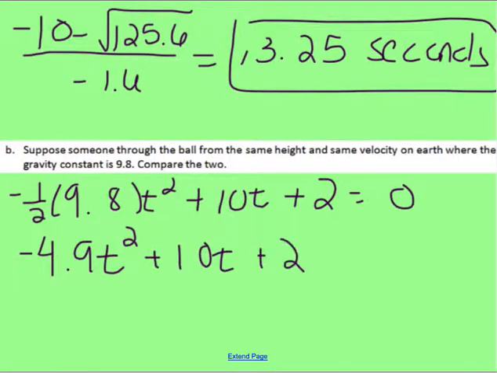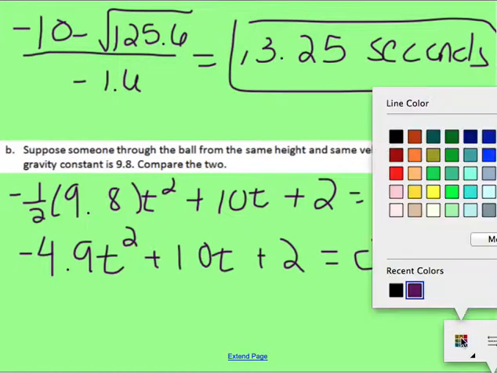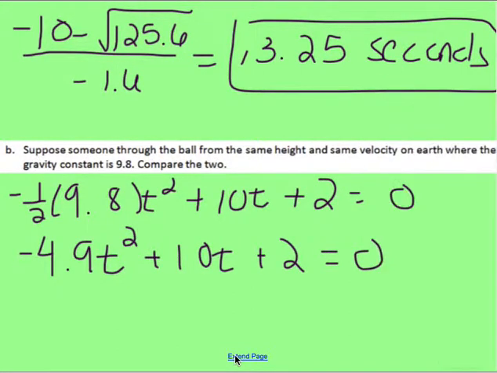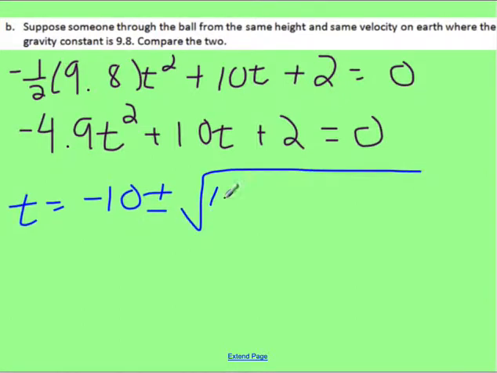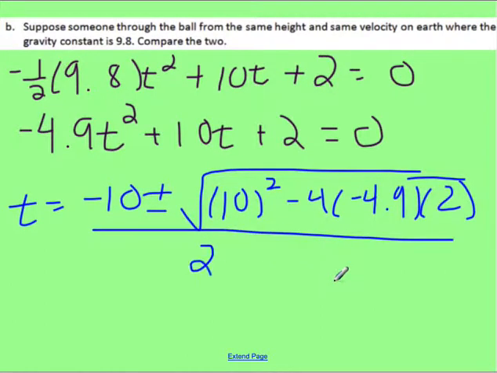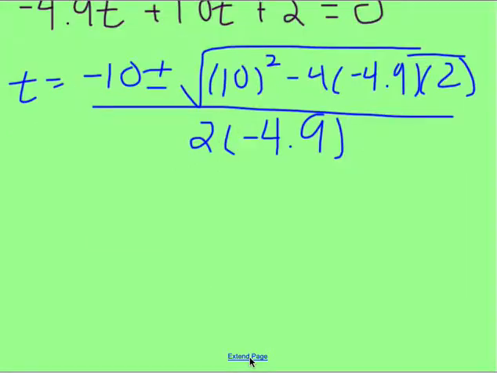So now we are going to plug that into the quadratic formula. So when we do that, we are going to have t is equal to opposite of b plus or minus the square root of b squared minus 4 times a times c. All of that is over 2 times a. Okay, so now again we want to simplify underneath the radical first and foremost. So I want to simplify this part first. So in my calculator I'm doing 10 squared minus 4 times negative 4.9 times 2.